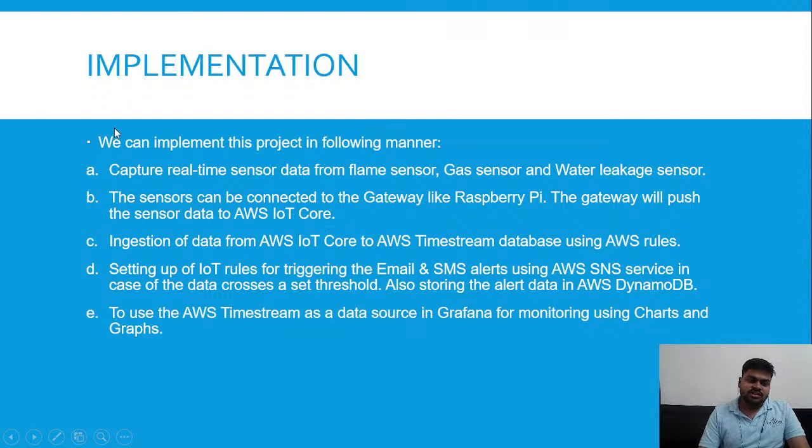First, understand what we are going to implement, what the project flow is. The first step is to capture the real-time sensor data from the flame sensor, gas sensor, and water leakage sensor. We perform this step using our Node.js script. We don't have any real sensors, but we are simulating data: for the flame sensor between 0 and 300, for the gas sensor between 0 and 500, and for water leakage between 0 and 1000. We are just generating random values within these ranges.